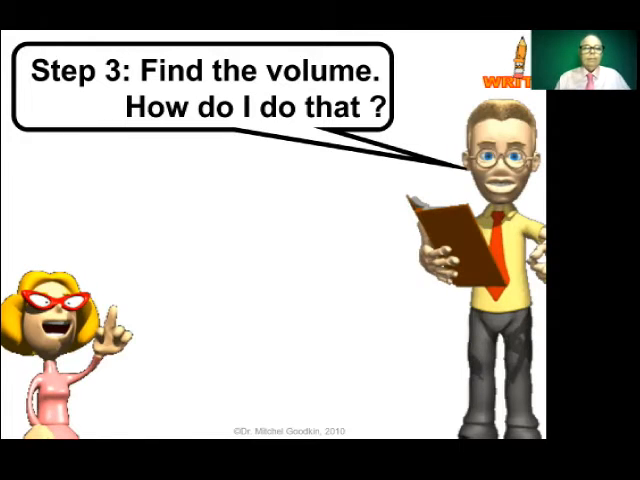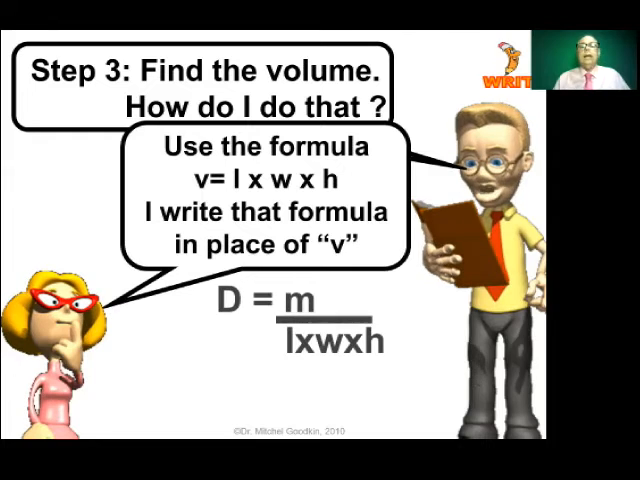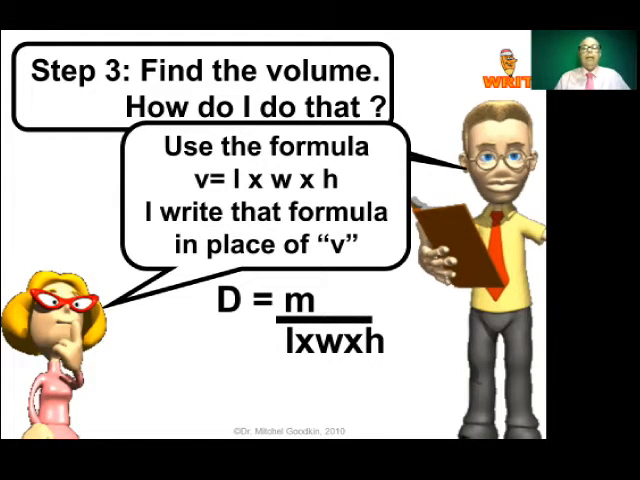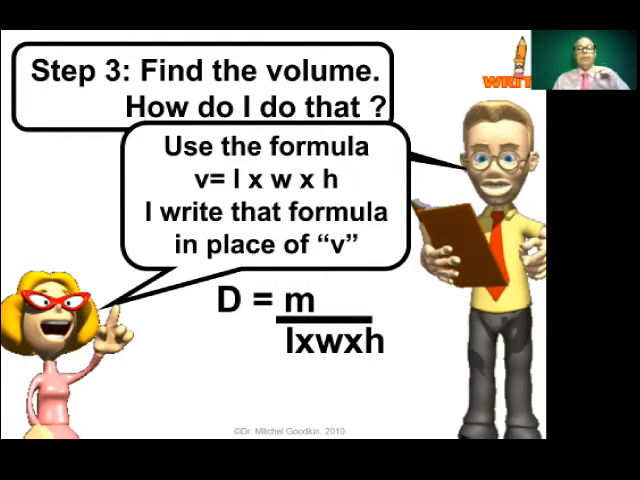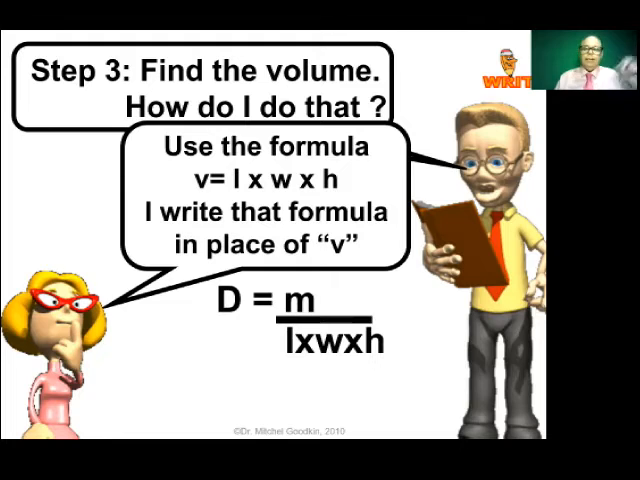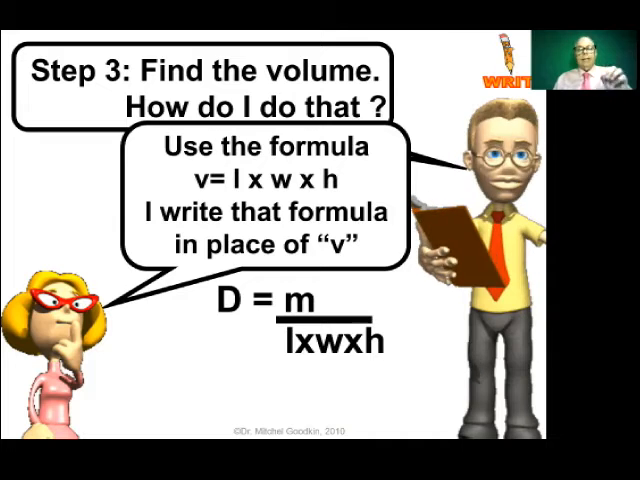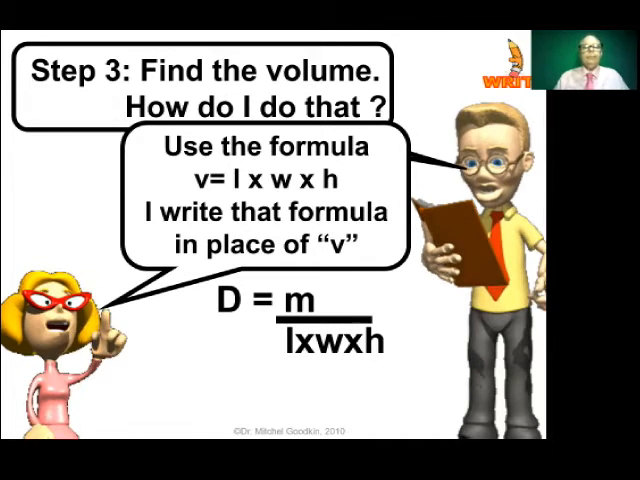And now we need to find the volume. How do we do that? Well, we use the formula V equals L times W times H. And I write down that formula in place of V. So we take out the V and we put L times W times H, length times width times height. That's what we did in our last lesson. So D equals M over V equals D equals M over length times width times height. It's the same thing. We're just expanding it out.